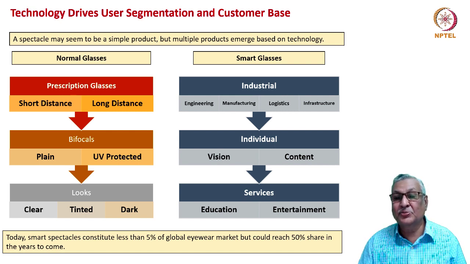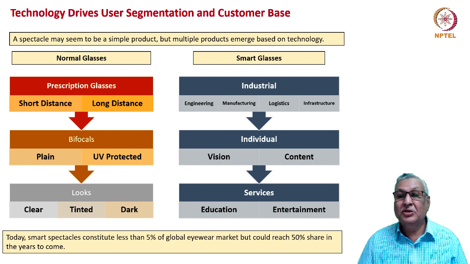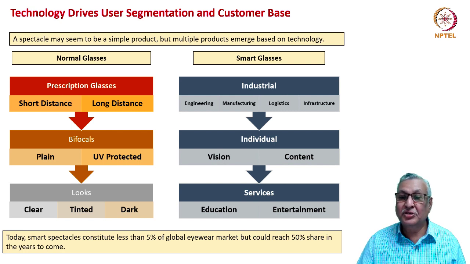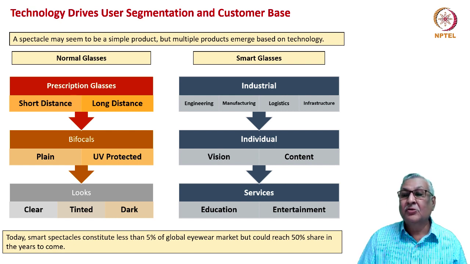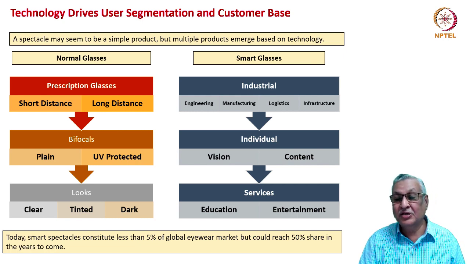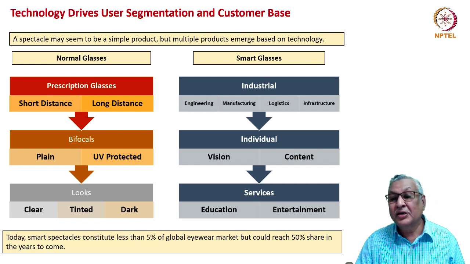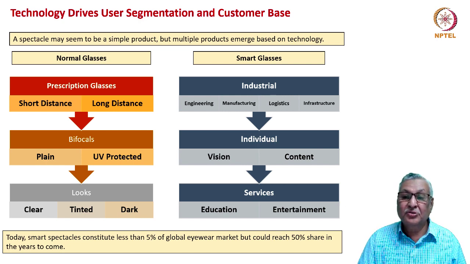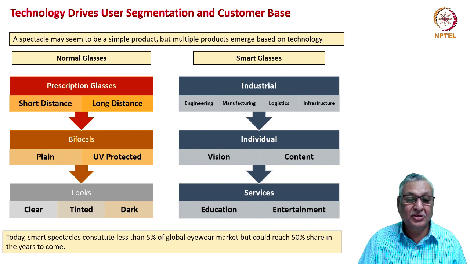It grows exponentially. The industrial uses, just to quote 4 or 5 examples, relate to engineering, manufacturing, logistics, infrastructure, shipping, exploration, and so on. When it comes to the individual use, it is not just the vision. Vision could be of any of these varieties on the left side, but in addition, you can get content. And services could be again enormous: education services and entertainment services.